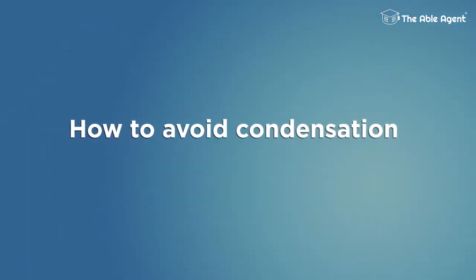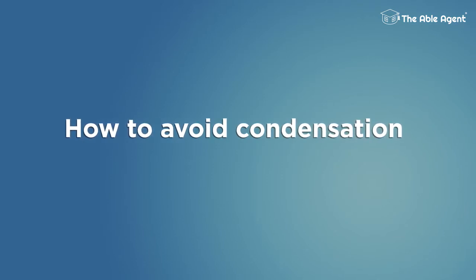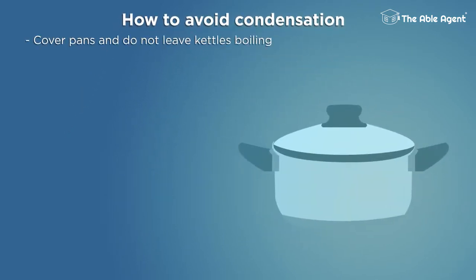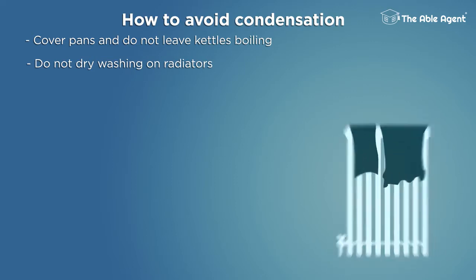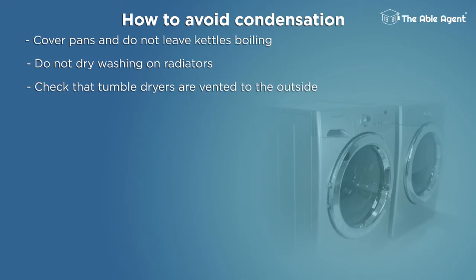So how do you avoid condensation? Here are some tips. Cover pans when you're cooking and don't leave kettles boiling. Don't dry washing on radiators. Dry any washing outdoors on a line if possible, or put it in the bathroom with the door closed and the window open or a fan on. Check that tumble dryers are vented to the outside.